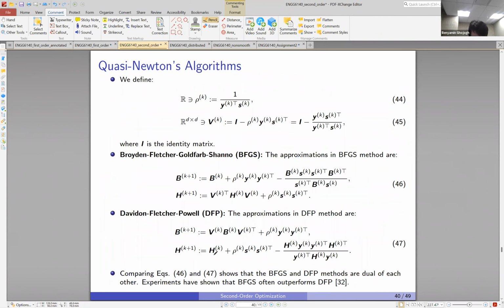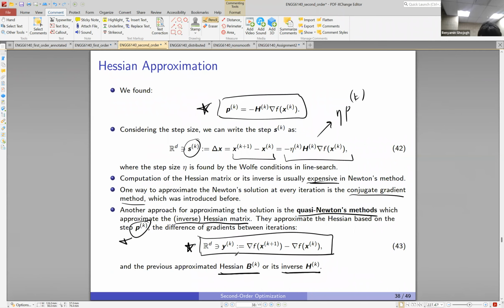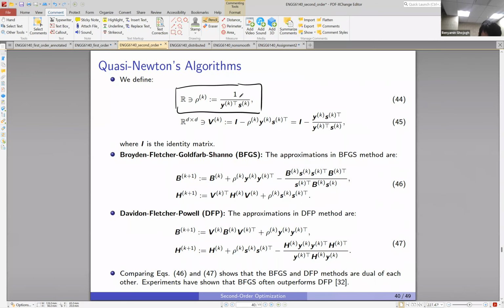Okay, so here we define these two. Let rho k be a scalar defined as 1 over y transpose s. What was y? Y was the difference of gradients. And what was s? It was delta x, which is minus eta times the Hessian inverse times the gradient. So 1 over their inner product, let it be rho k at iteration k.